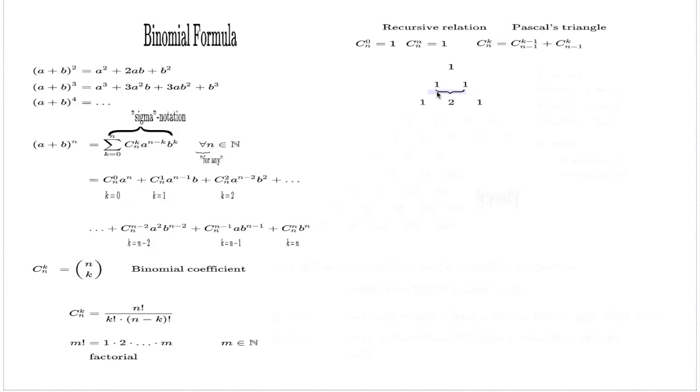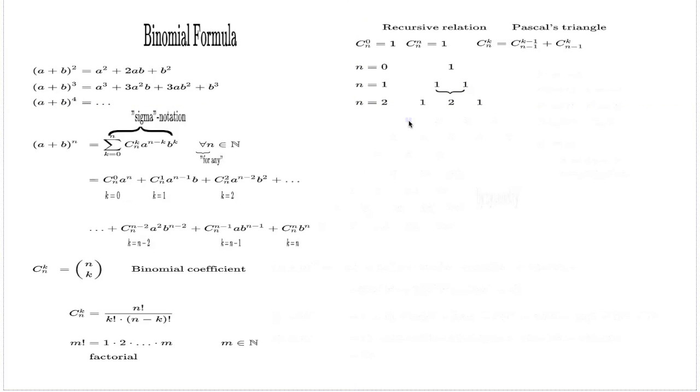Now, the levels in the Pascal triangle are normally indexed starting with n equals 0. So that's the first level of the Pascal triangle, and this is the third level of the Pascal triangle. Sorry, the second level of your Pascal triangle.